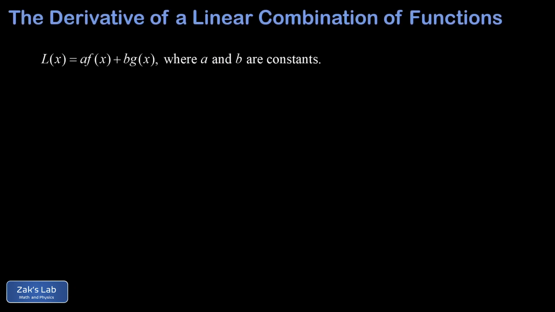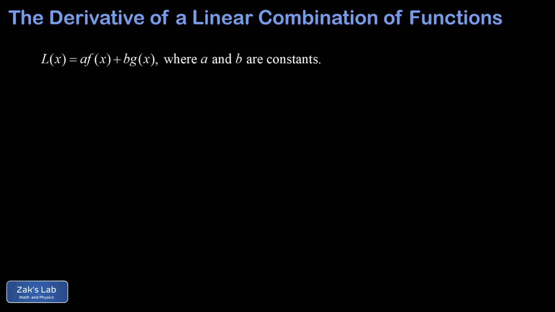In this video, we're learning how to take the derivative of a linear combination of two functions. I've given this the name capital L, standing for linear combination, and that's a times f of x plus b times g of x, where a and b are just constants. In other words, a linear combination is a sum of constant multiples of functions.